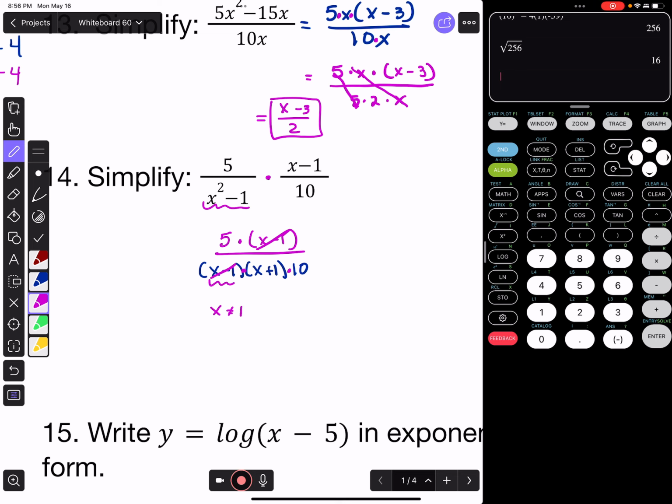Because right down there, remember, you can't divide by 0, and 1 minus 1 is 0. So we can cancel those out as long as x doesn't equal 1. And 5 over 10 simplifies to a 2. So everything canceled out of the numerator, so that's just a 1. And we got an x plus 1 down there. We also have a times 2, so we'll put the 2 right in front.